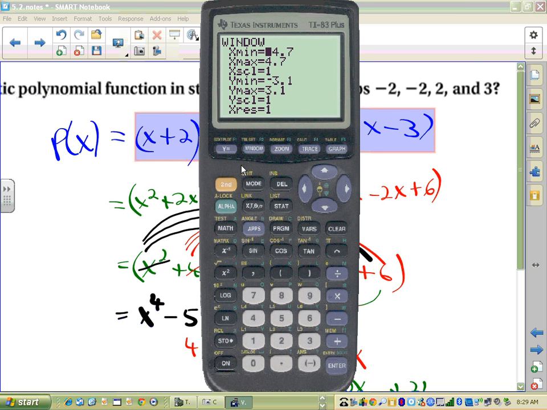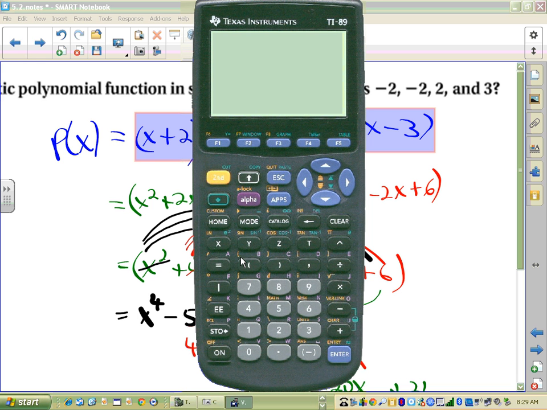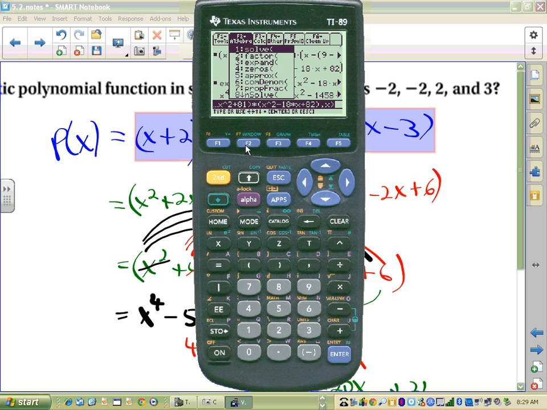Well, watch this. I'm going to right-click, and when I right-click, it brings up a little menu. I'm going to click on Set Calculator ROM Version. I'm going to change it to a TI-89, and I'll show you why a TI-89 should be banned in 48 states. Why you're not allowed to use it on the ACT, because I'm going to go F2. I'm going to expand the group of x plus 2 times the group of x plus 2 times the group of x minus 2 times the group of x minus 3. I'm going to expand that.